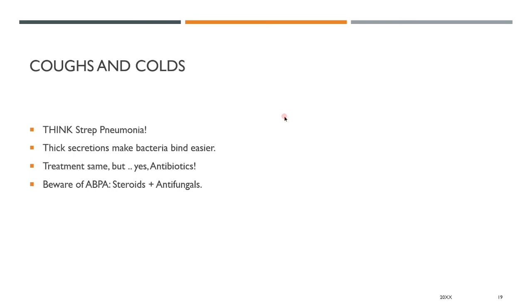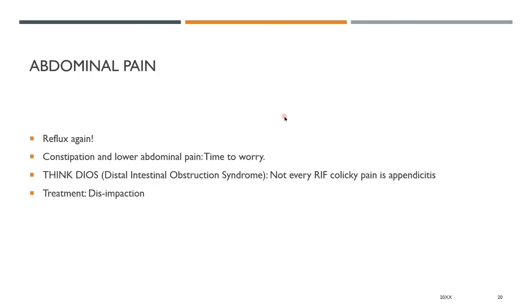Abdominal pain is also a big part of cystic fibrosis. We did mention reflux before. However, the more alarming abdominal pain in cystic fibrosis would be the lower abdominal pain and the constipation. And there is a specific syndrome called distal intestinal obstruction syndrome, which is a bit of a dialed down version of the meconium ileus that babies have, but this happens later in life.